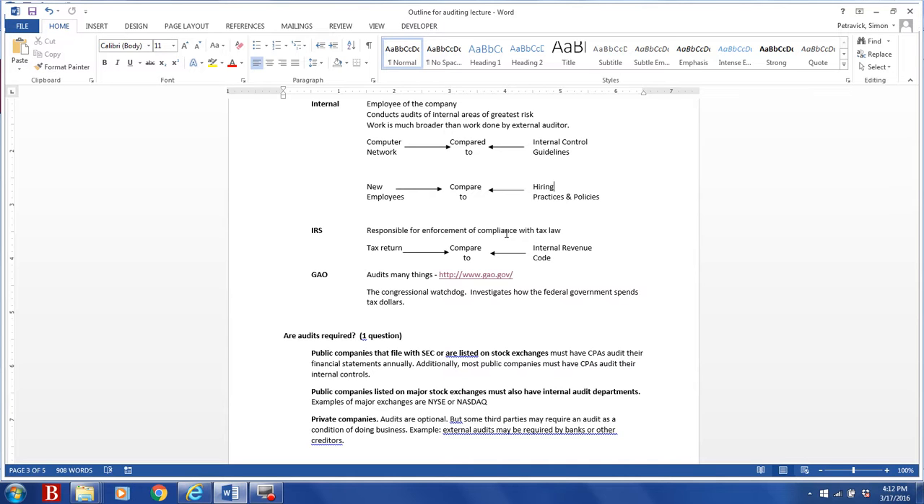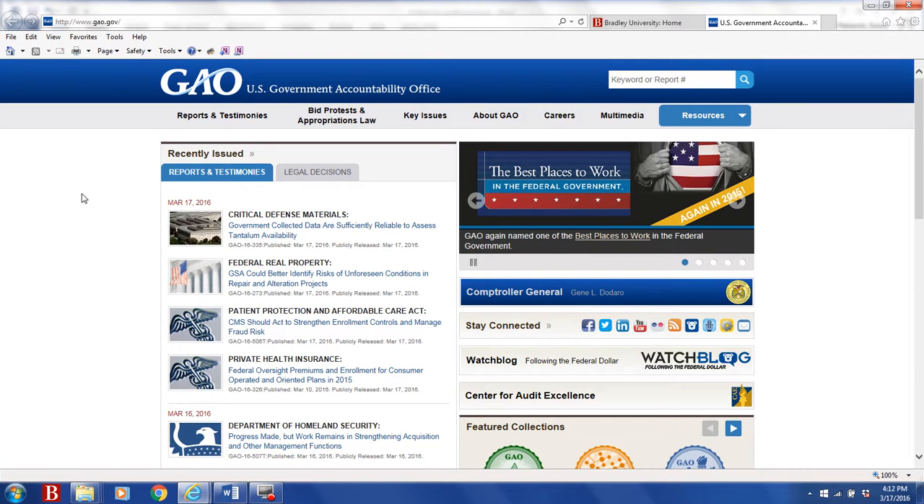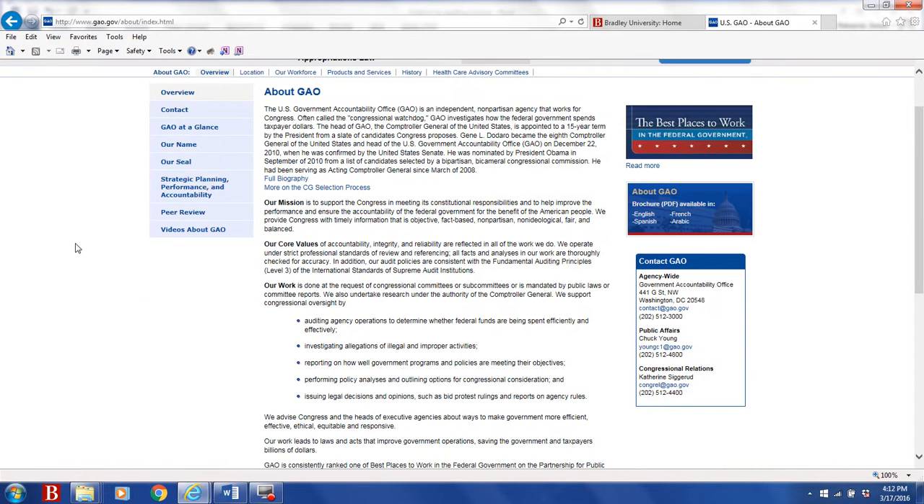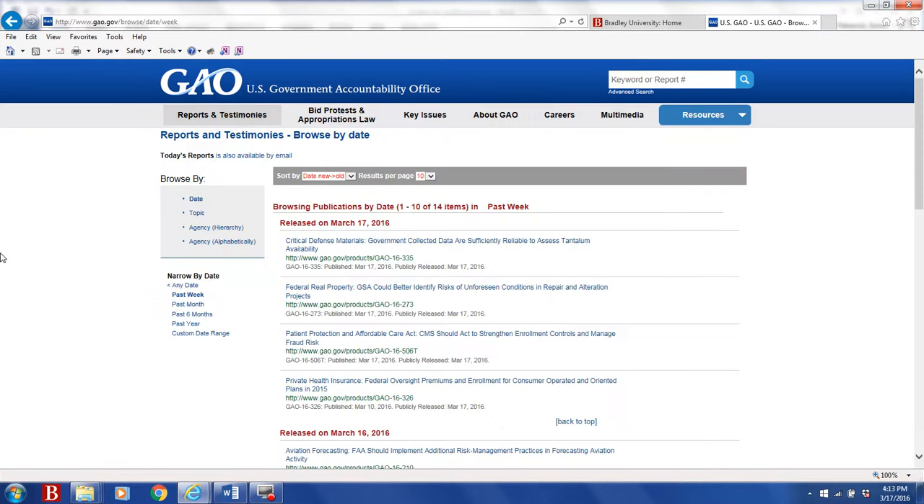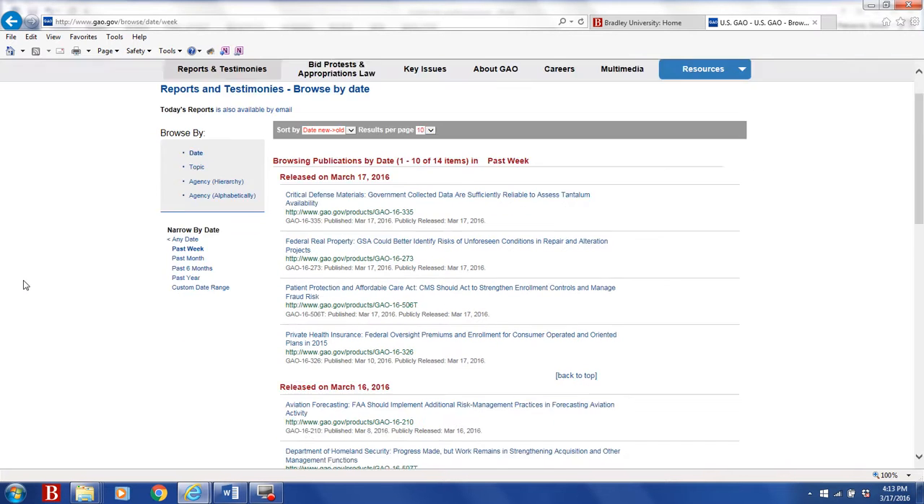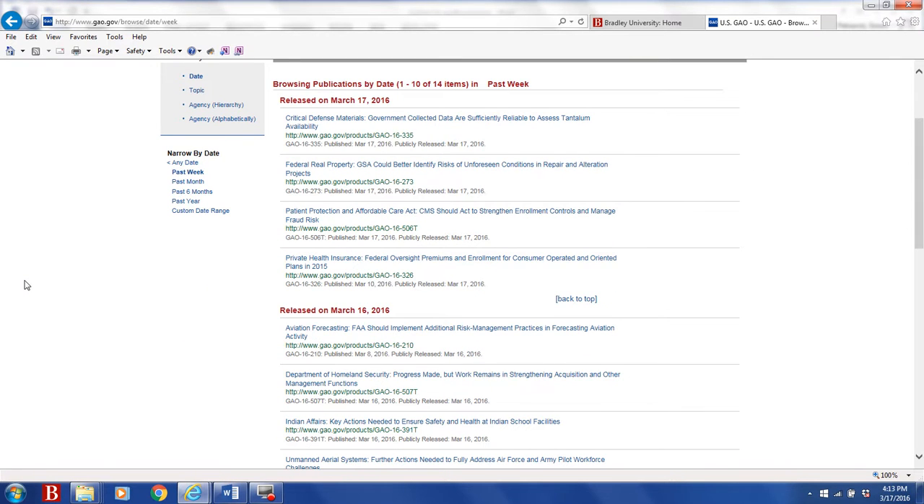And one more organization I'm going to mention is the GAO, and I'm going to click on this link here to bring up their website. They are a government watchdog. If I click on the About box here, you can see that they are often called the Congressional Watchdog. They investigate how the federal government spends taxpayer dollars. And so when I click in this box that shows their reports, we can see some examples of the types of things they look at.